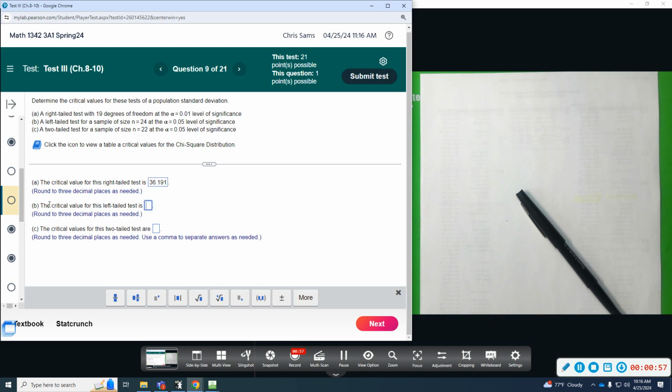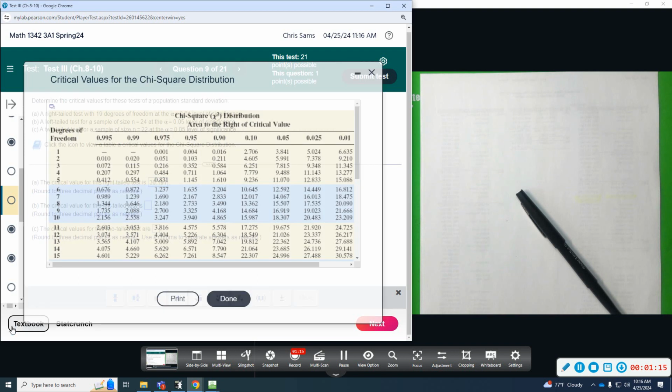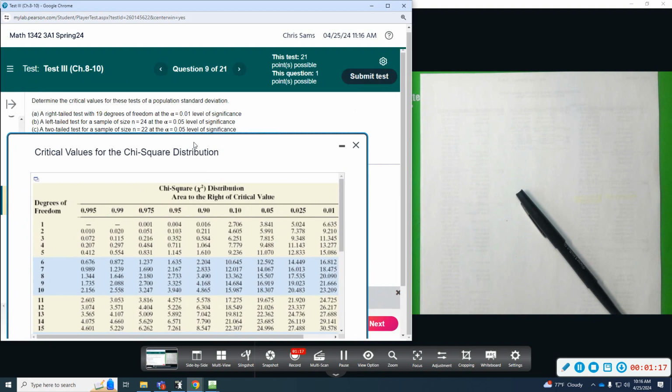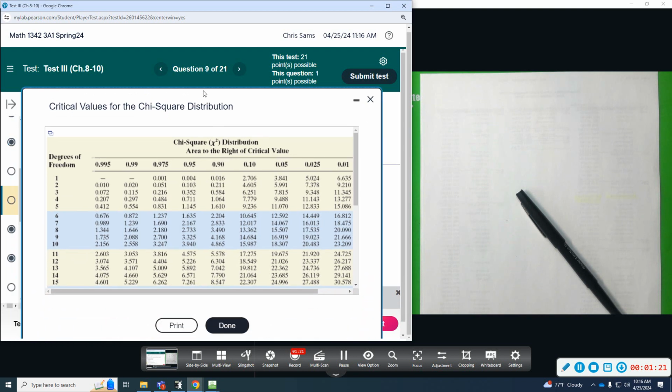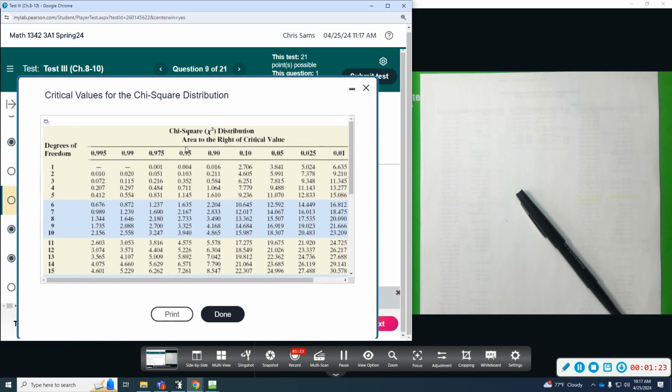All right, the second one, critical value, a left-tailed test. So remember, this is going to be the negative value. So it's the same thing, it's just going to be a negative value. Sample size is 24, so we're going to subtract 1. That's going to give us 23 degrees of freedom, 0.05 level of significance. So we are looking for 23 degrees of freedom, 0.05.